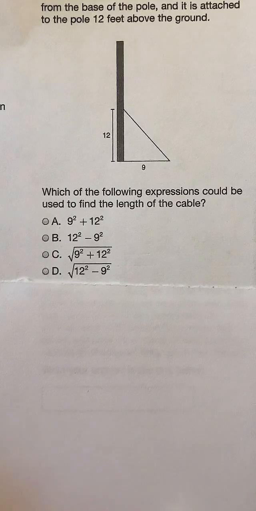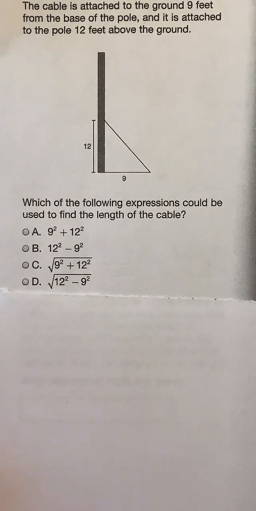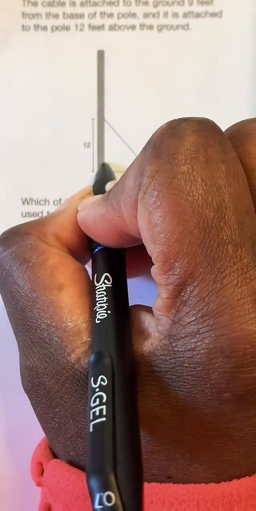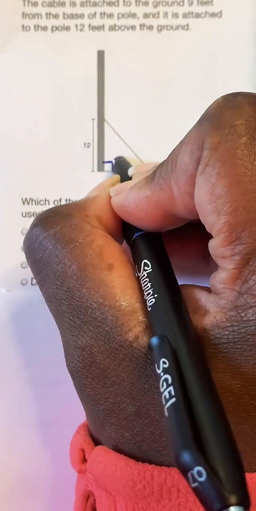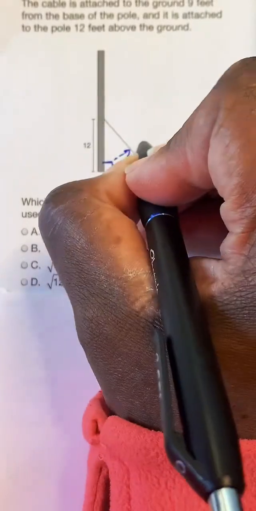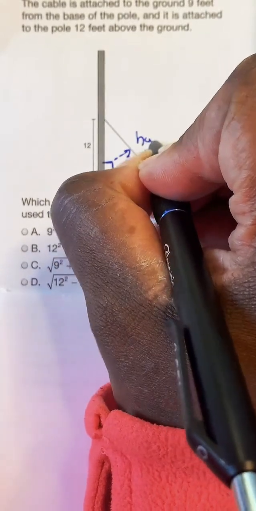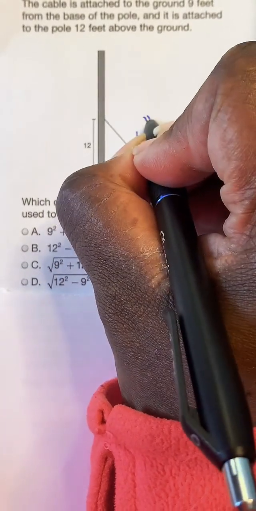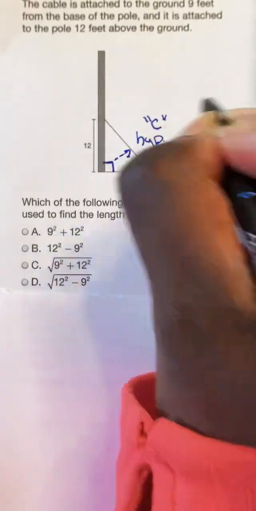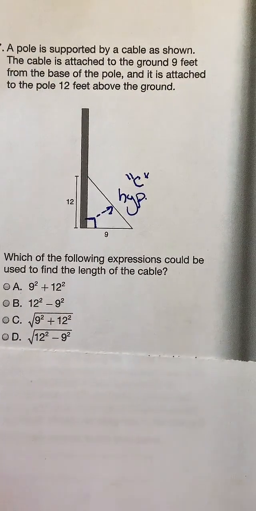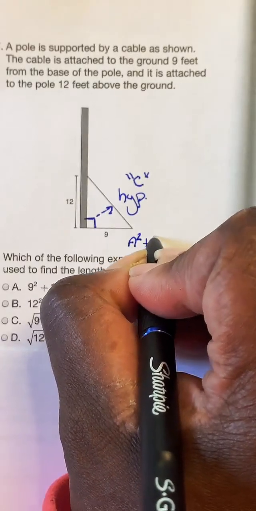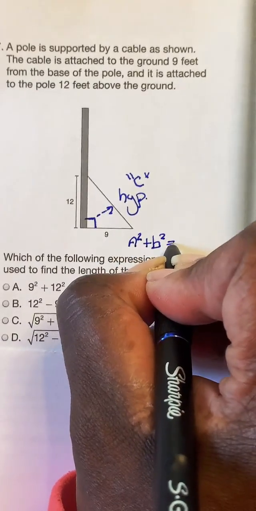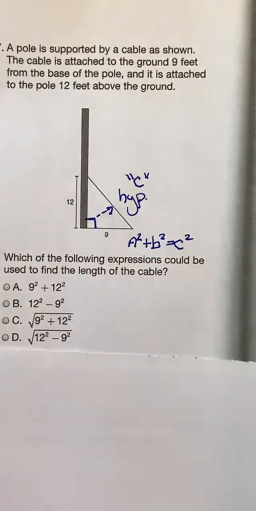All right. So if we notice, Pythagoras theorem is basically used for 90-degree angles. So that means the cable is going to be your hypotenuse. Our hypotenuse is generally the C when it comes to Pythagorean's theorem, which is your A squared plus B squared equals C squared.